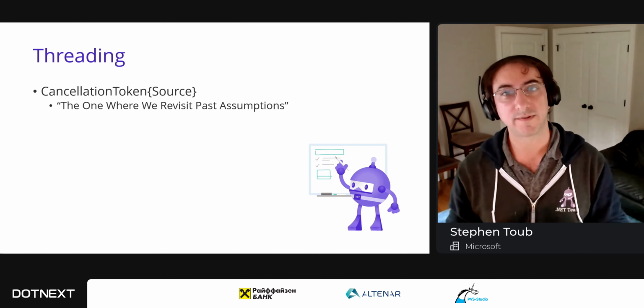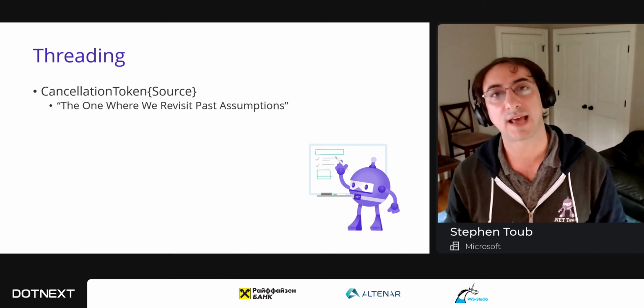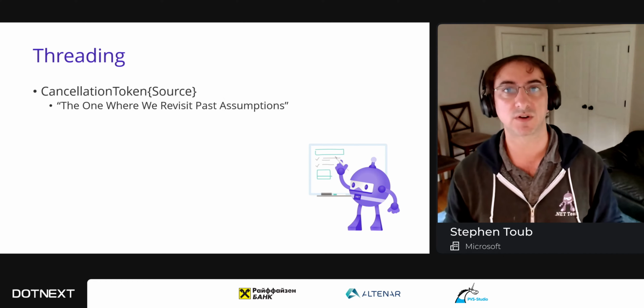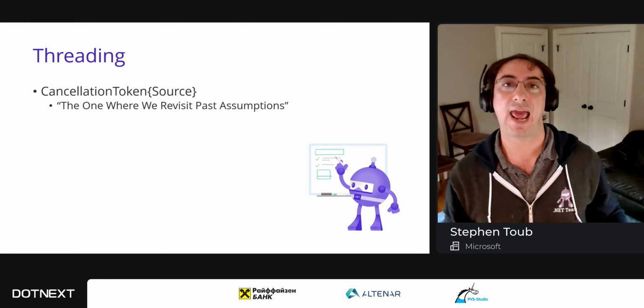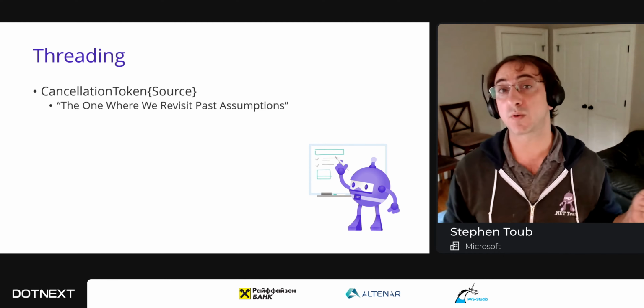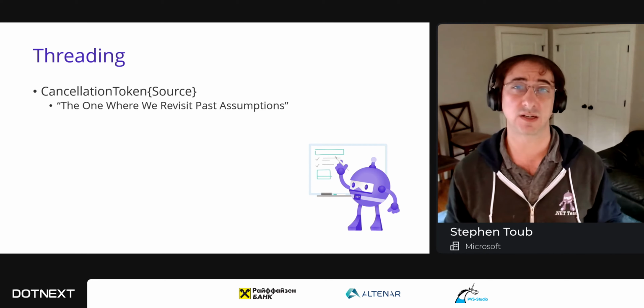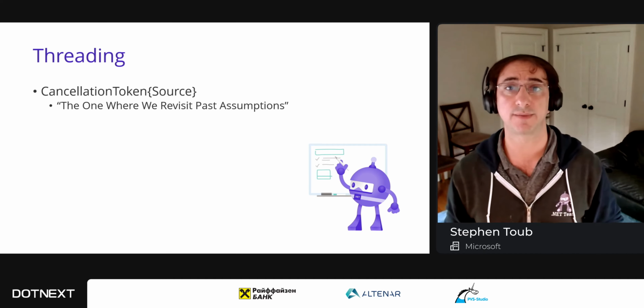This is the one where we revisit past assumptions. And I call it that because it's really important anytime we're developing software to think about the decisions we made in the past and whether those were the right decisions then and whether they're the right decisions now. CancellationToken is a good example of this.